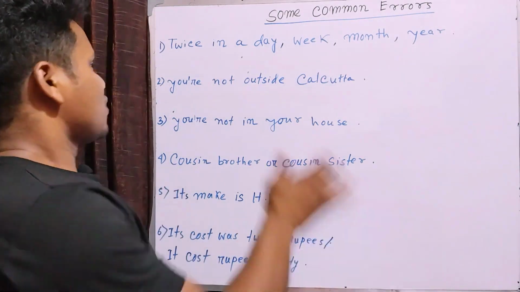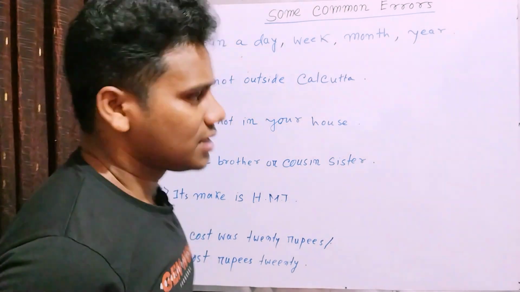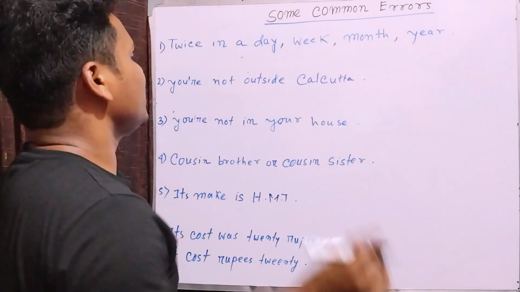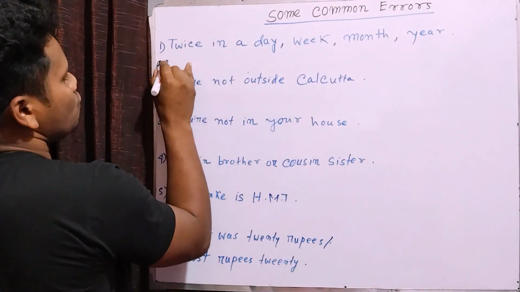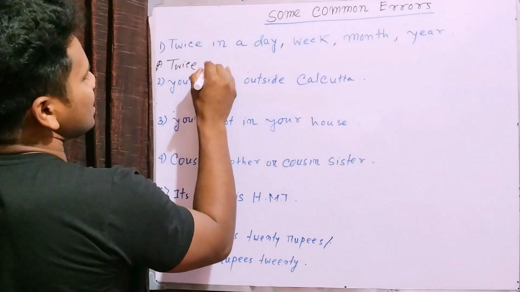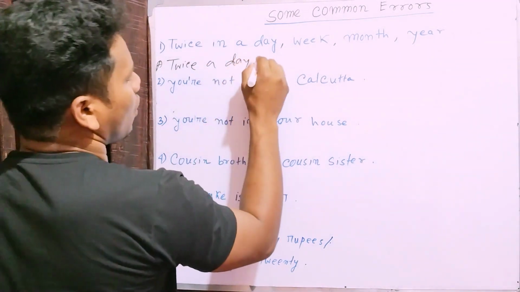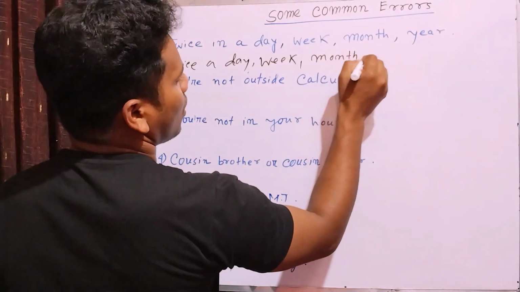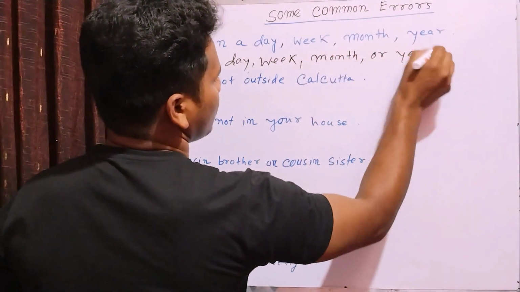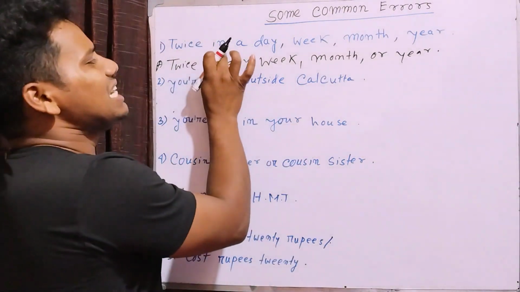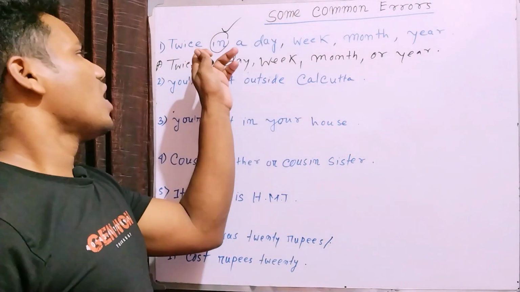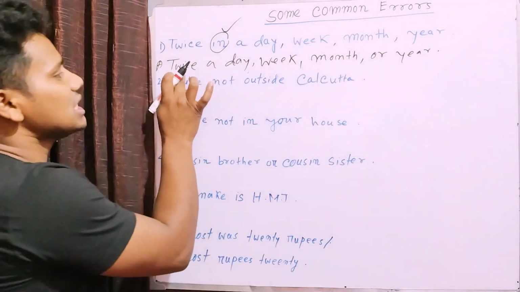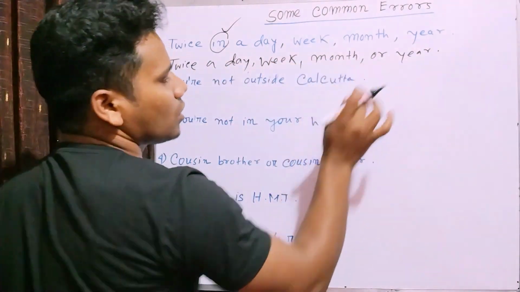Okay, so the first is twice in a day, week, month or year. Which will be the right? Twice a day, or week, or month, or year. We can't use twice in a day or week, month or year. We have to use twice a day, week, month or year.